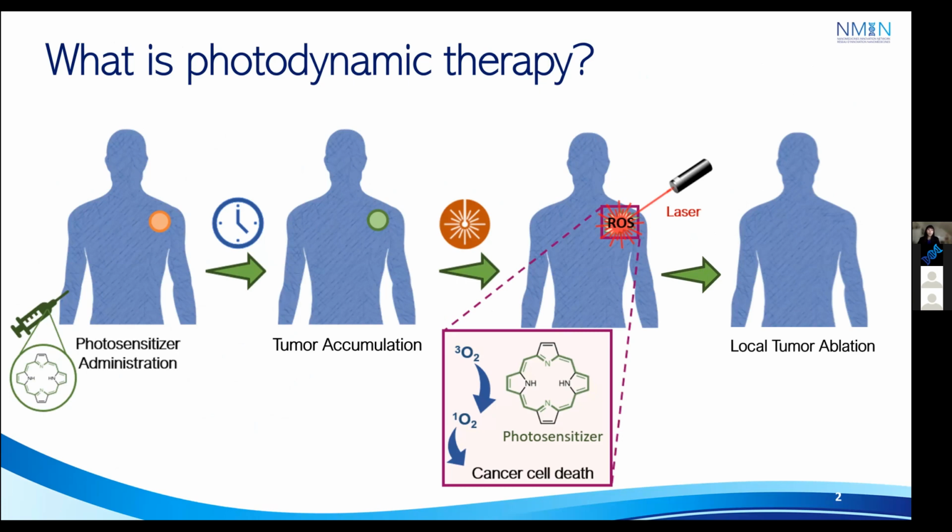It first starts with administration of the photosensitizer and allowing it enough time to accumulate in the tumor before localized laser irradiation of the tumor site. And this causes photochemical effects to occur within the tumor, where there is generation of reactive oxygen species such as cytotoxic singlet oxygen, which can cause cancer cell death and lead to local tumor ablation.